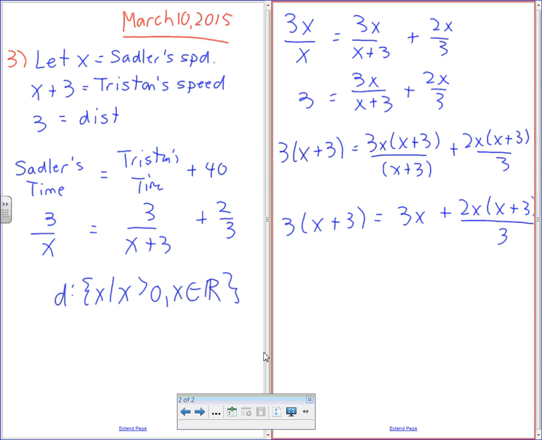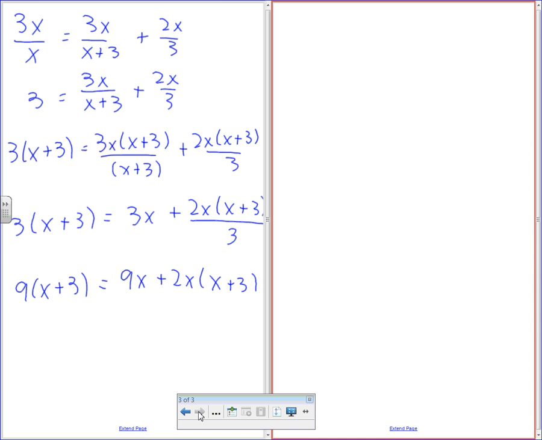Yeah, it probably doesn't hurt because I don't like fractions. So that's just going to change to be 9 bracket x plus 3 equals 9x plus 2x bracket x plus 3. So there's our equation.